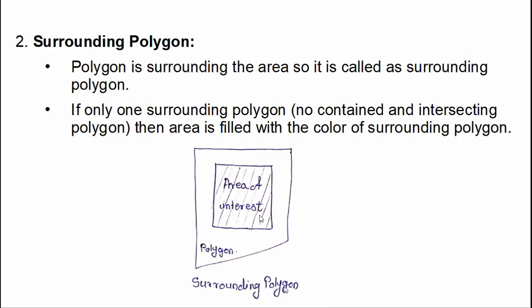Now what happens here, this is our area of interest, and this is the polygon bigger than the area of interest. So here you can think, we have already learned the concept of polygon clipping. Whatever is visible in this area, that only is clipped. So this total polygon will be clipped up to these edges. So definitely the whole area of this screen will be colored with the polygon color. So that is what I have said here. That is, if there is only one surrounding polygon, then the area is filled with the color of the surrounding polygon.